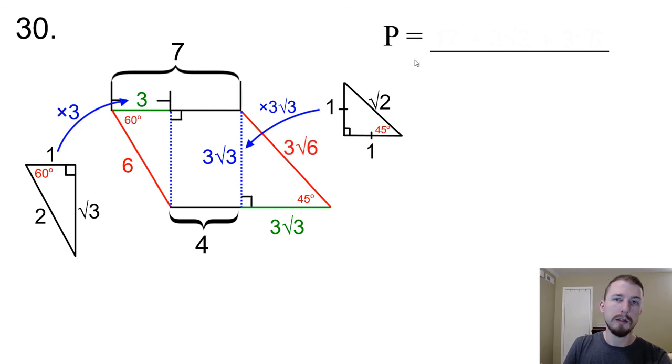Now the question asks for what's the perimeter of this shape, and you're going to have a question very similar to this on the test, so we need to make sure we know how to do this. The perimeter, we just add lengths all the way around the side, so we don't actually need the sides in the middle, we just need the ones on the outside. So we got 7 here, 6 here, and 4 here.